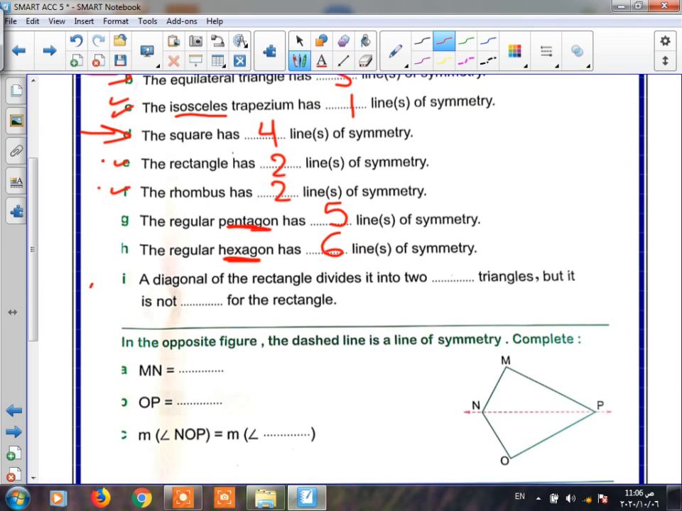Look at the last one, the most important one, a diagonal of rectangle. Look, we'll change parallelogram into rectangle. Here a diagonal of rectangle divides it into two congruent parts, but it's not an axis of symmetry.